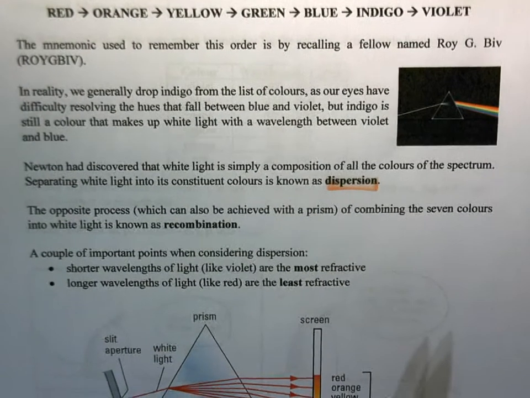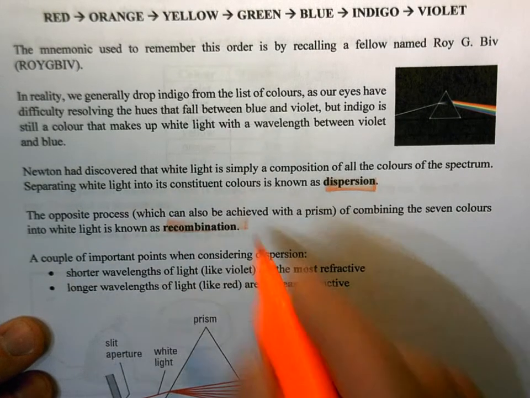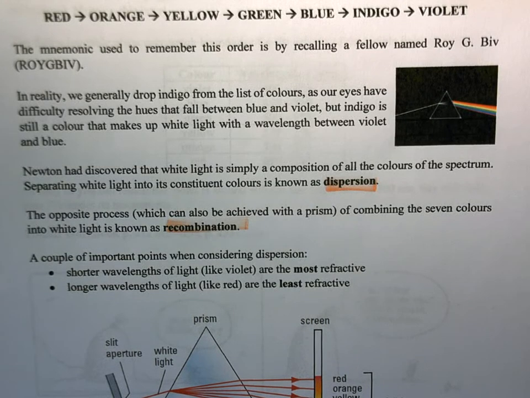Now, if we take white light and split it up into the colors, can we do the reverse? Yes, all we have to do is take those colors, that rainbow, and pass it through another prism, and they will recombine into white light. So this process of taking the 7 colors and putting them back into white light is what we refer to as recombination.